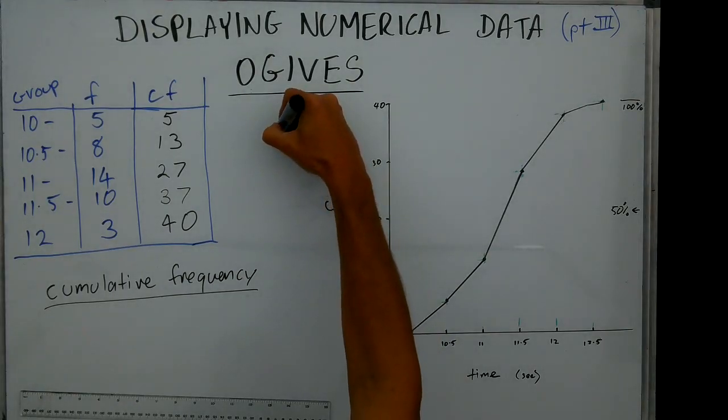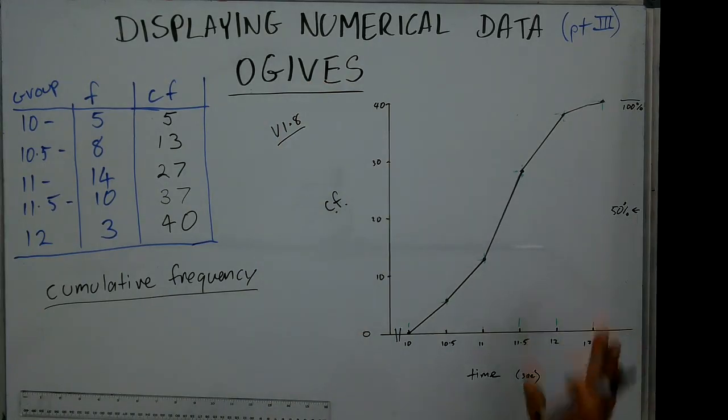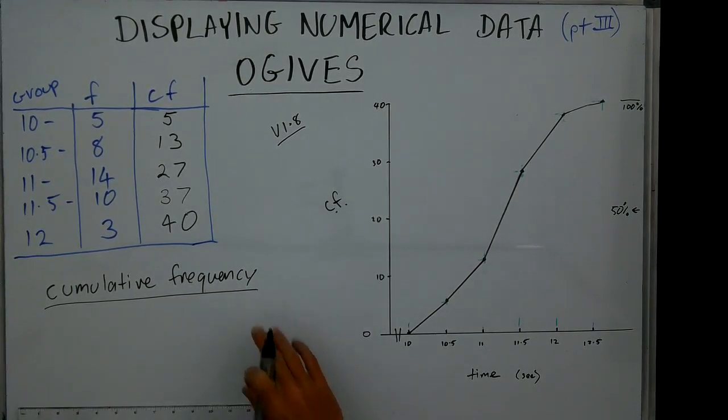V1.8 is asking us to use this graph, this Ogive, to answer a few questions. So the first question, A, how many athletes finished in less than 10.75 seconds?